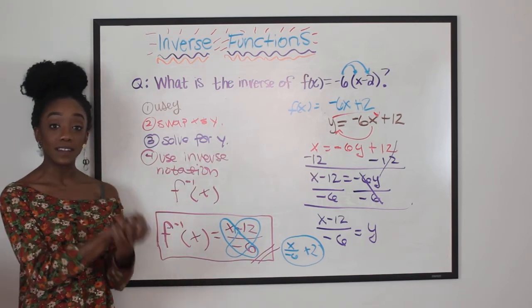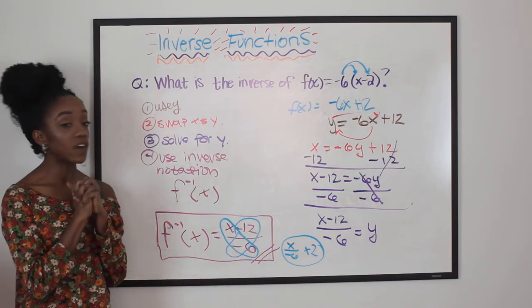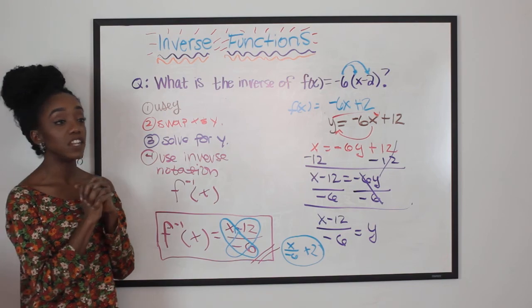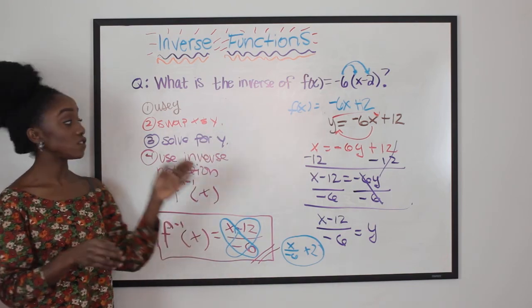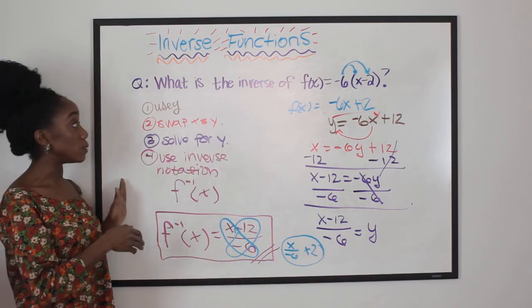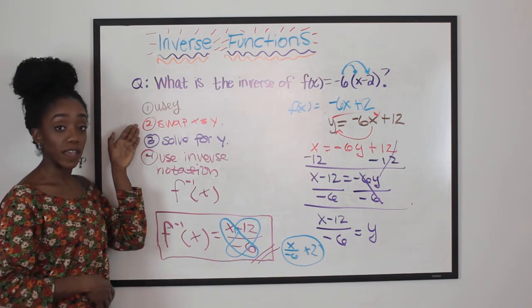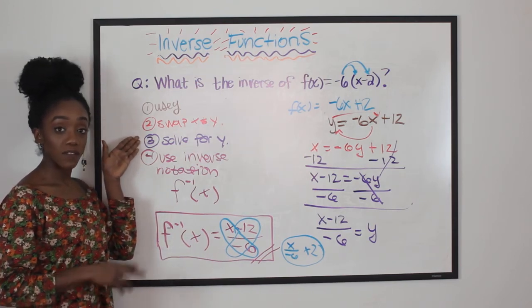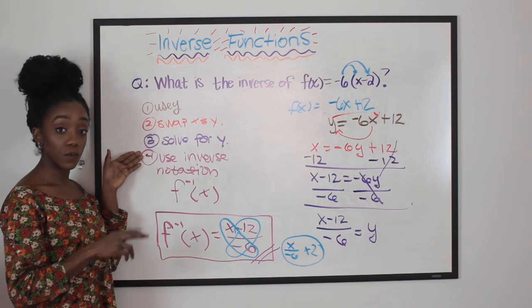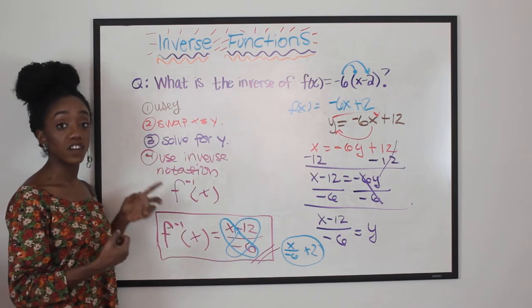So we're done. Guys, this is how you find the inverse of a function, and no matter what the case is, you must follow these 4 steps. Use y instead of f of x, swap your x and y variables, solve for y, and then go back to use your function notation.